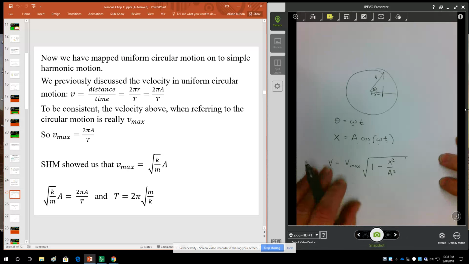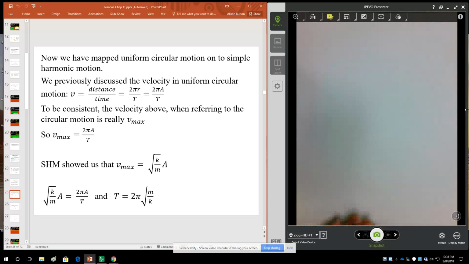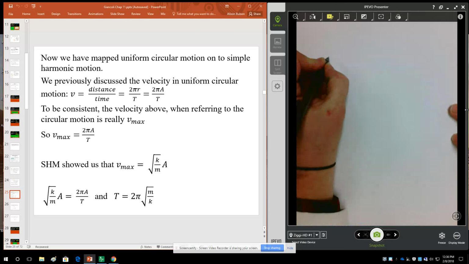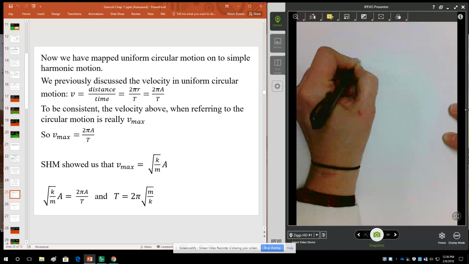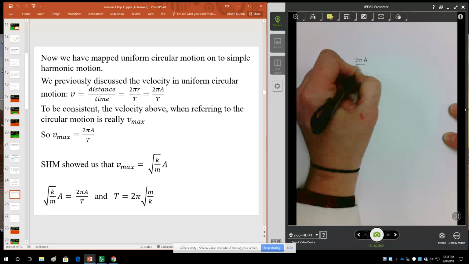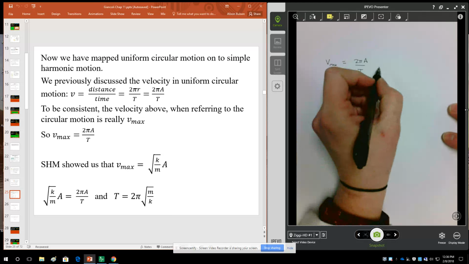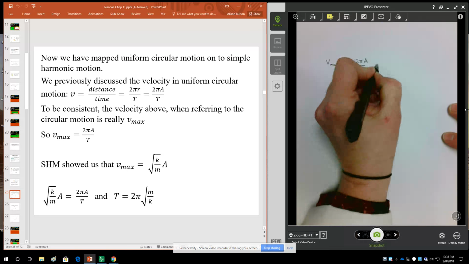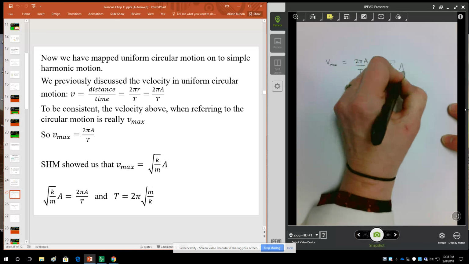So now we have a way to relate that maximum velocity to the amplitude and period. Because we know about circular motion, v max, the tangential velocity in circular motion, is equal to 2 pi A over T for our uniform circular motion. When we were talking about energy conservation and simple harmonic motion of a mass on a spring, we said v max was equal to the square root of k over m times A.